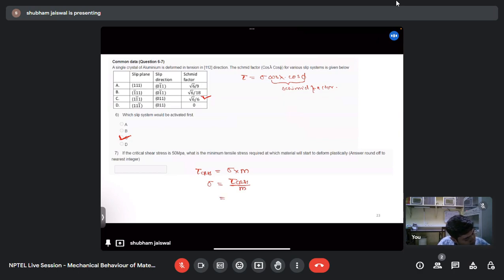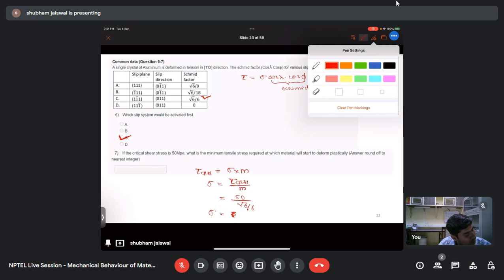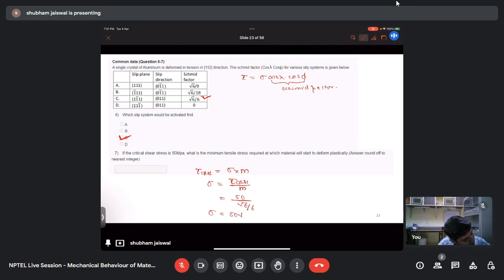So tau CRSS is how much? 50 megapascal divided by root 6 by 6. So sigma equal to how much? 50 into root 6, or if we convert it into the decimal value, we'll get somewhere around 122.47 megapascal. So this is just a concept based question.